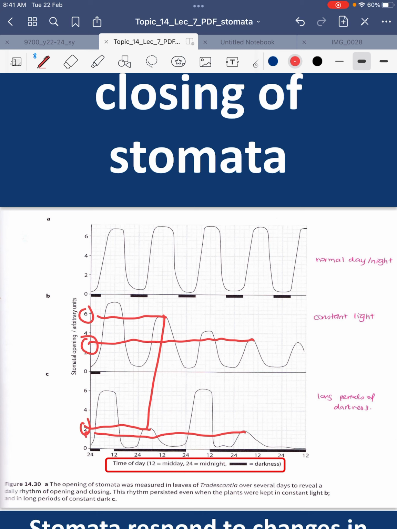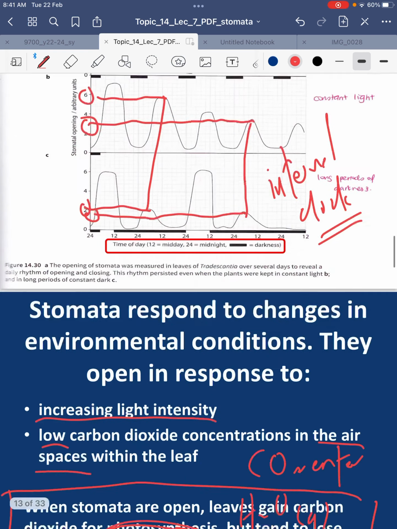Yeah, in darkness, stomata respond by closing the aperture. But in this experiment, this is just to show you that it's not completely closed, because they have that internal clock inside them. They also follow the internal clock. But in general, stomata close in response to darkness.